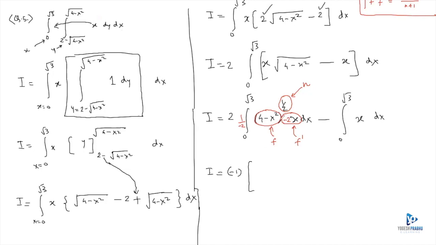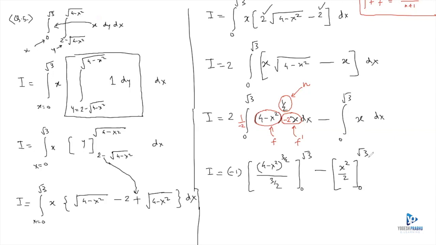What is the integral of this thing? f to the n plus 1, where f is 4 minus x squared, to the power 1 over 2 plus 1, that's 3 over 2, divided by 3 over 2. That will go from 0 to square root of 3 minus. The other integral is very easy. It's x squared by 2, going 0 to square root of 3.